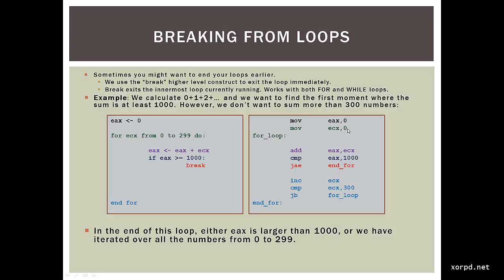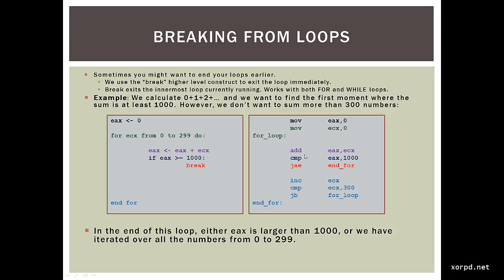In the first part we can see here, it is also marked by green because it actually belongs to the for loop. It is the initialization of the index, initialization of ECX. Then we have the for loop label, and now we are actually inside the for loop. These three instructions, the add, compare, and jump above equal, are actually the inner part of the for loop. This is actually the iteration.